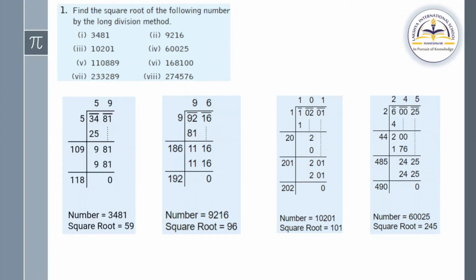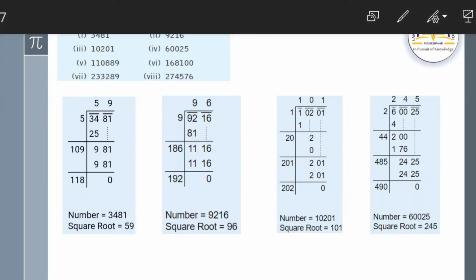Now for 34, which number do we take? 3 square is 9, 4 square is 16, 5 square is 25, 6 square is 36. 36 is greater than 34, so we will not use 6. We will use 5 and subtract 25 from 34. We will get 9 here and 5 is our quotient. Now 5 plus 5, then you will get 10 here.